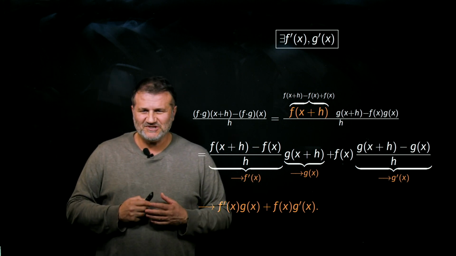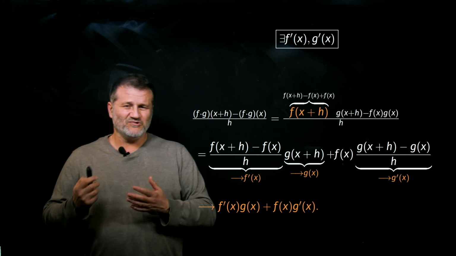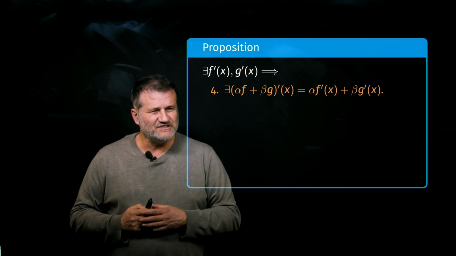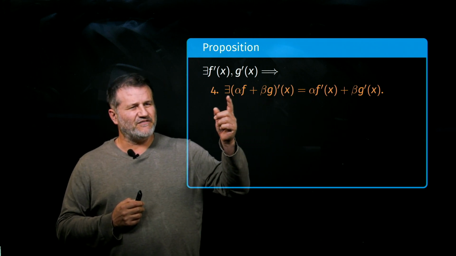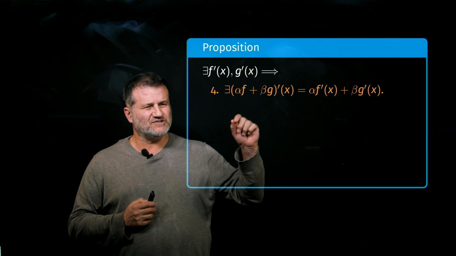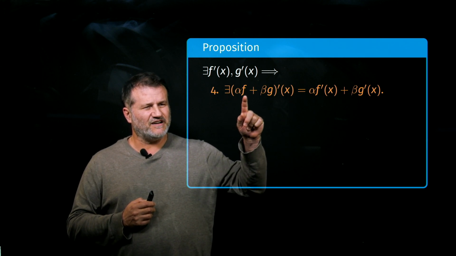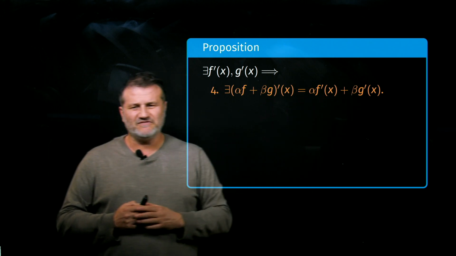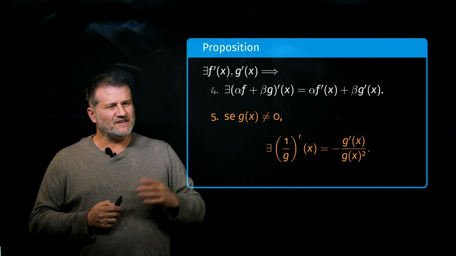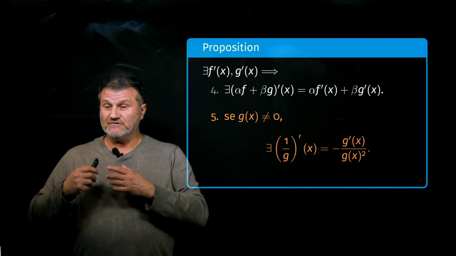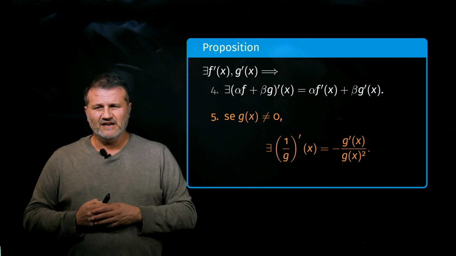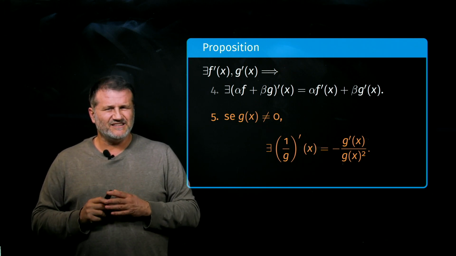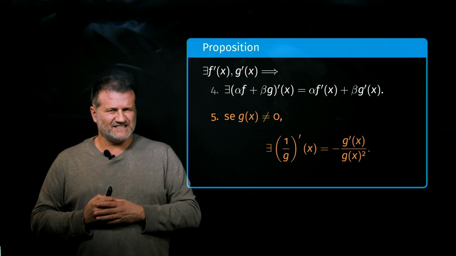Now, from these rules, two other very useful rules follow. The first one is the so-called linearity of the derivative. It says that the derivative of the linear combination of two functions, so something like constant times function plus constant times function, is the linear combination of the derivatives. Another important formula is the derivative of the reciprocal. So far, everything seems simple. However, as mentioned, there are some common mistakes.